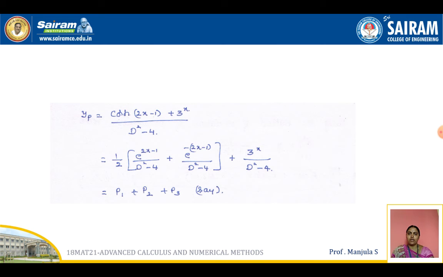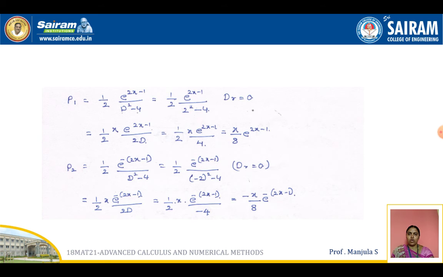Now we'll go for finding the particular integral: cos hyperbolic of (2x minus 1) plus 3 to the power x divided by D square minus 4. Here we'll convert this hyperbolic function in terms of exponential terms with the help of the formula, and 3 to the power x you just write as it is. We'll call these particular integrals 1, 2, 3. Now one by one we'll find them out.